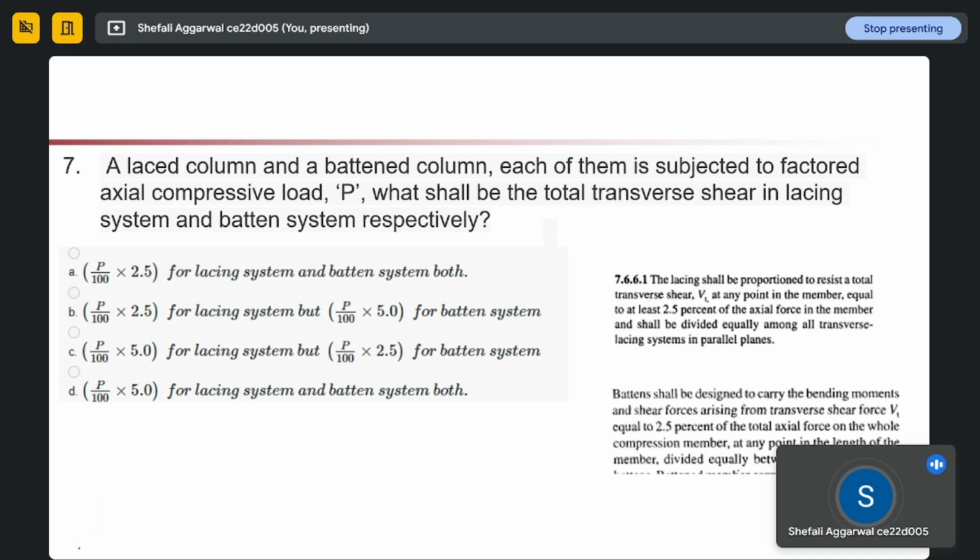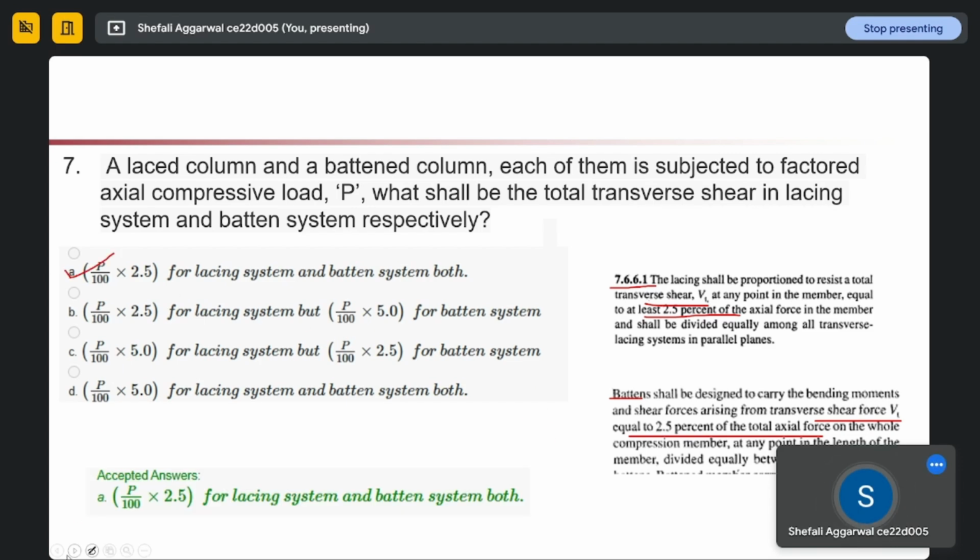If we see the different clauses, this is 7.6 for the lacing system. It is given that the transverse shear should be at least 2.5% of the axial force. And in case of batten, it is given that the transverse forces should be equal to 2.5% of the total axial force. So based on these two clauses, we can see that option A is the correct answer.